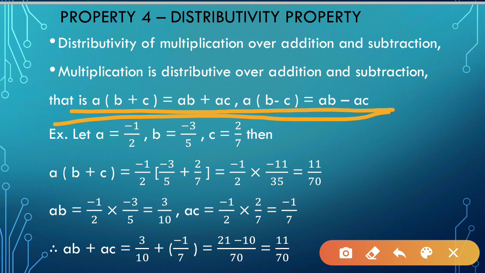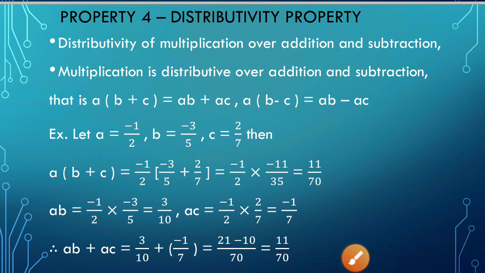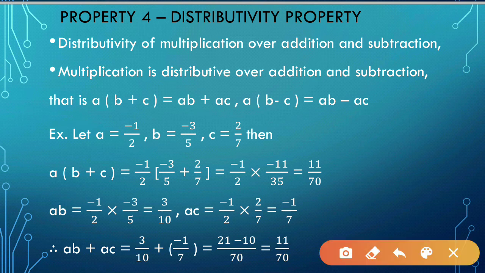So first, suppose A is equal to minus 1 by 2, B is equal to minus 3 by 5, and C is equal to 2 by 7. First solve the LHS, this A in bracket B plus C. In the place of A write minus 1 by 2, and in the place of B plus C you write the values of B plus C. So first thing you have to do is solve the bracket. Minus 1 by 2 will be as it is, and here no sign is given, so when the bracket opens it will become a multiplication.